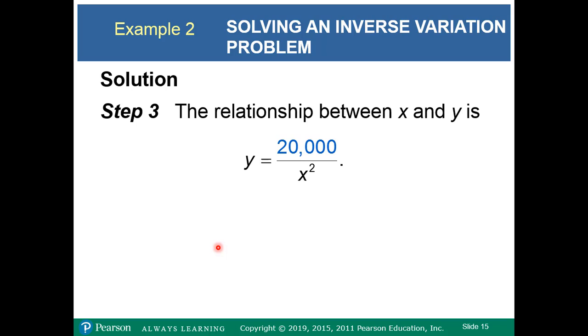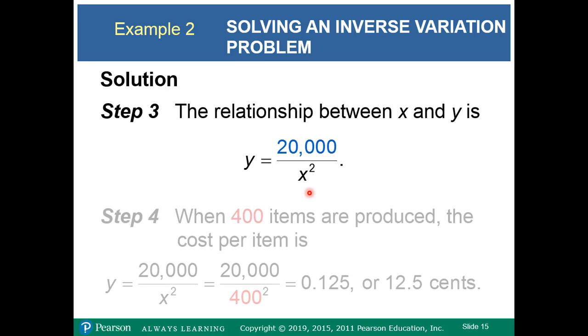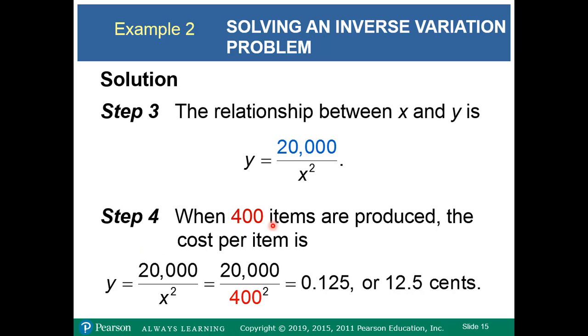If we have what? I think it was, I'm not going to go back, but here's our formula. Now that we found the constant, we can plug it back in. So this is our formula, and this is what we're going to use to solve the question. It says when 400 items are produced, the cost of the item is what? That's what we're trying to figure out, the cost.